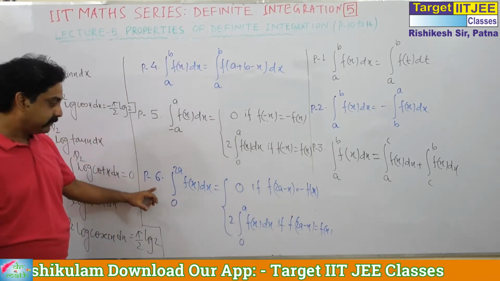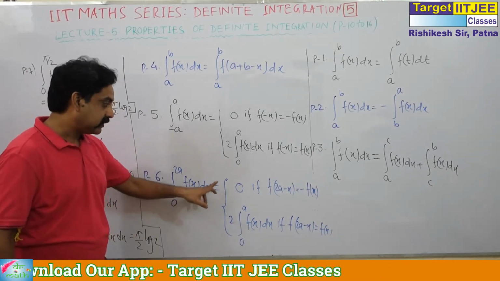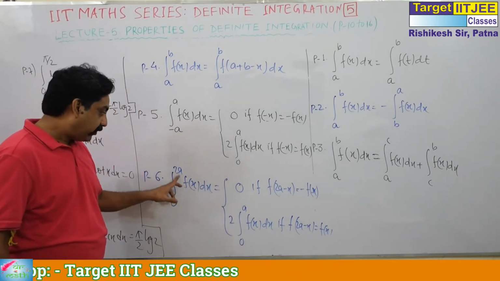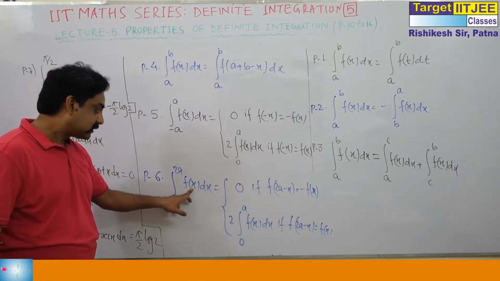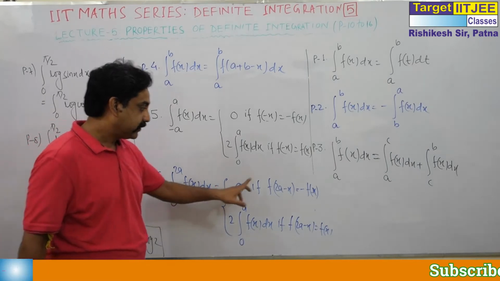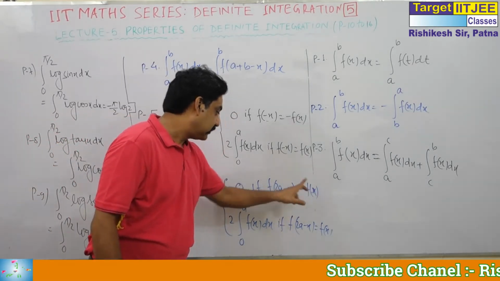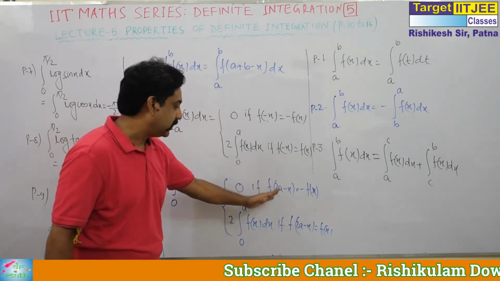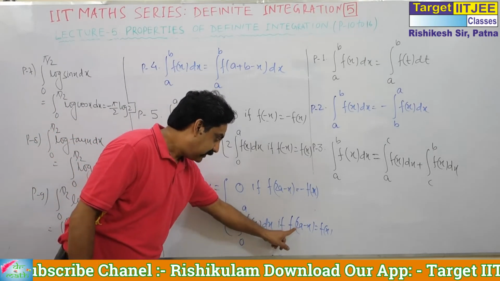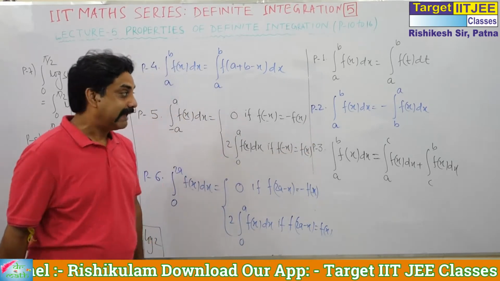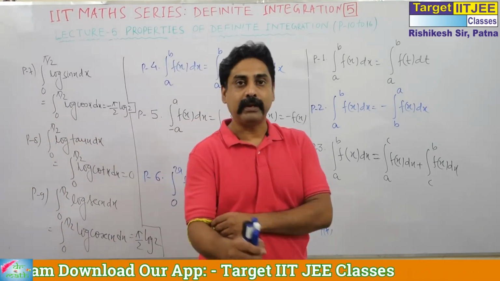And in the sixth one, integral 0 to 2a f(x) dx is 0 when f(2a minus x) is minus f(x). If we replace x by 2a minus x and it becomes minus f(x), then this is 0. It is actually a special case of property 4, and it is 2 times integral 0 to a when f(2a minus x) is equal to f(x). Actually, this is the sixth main property.